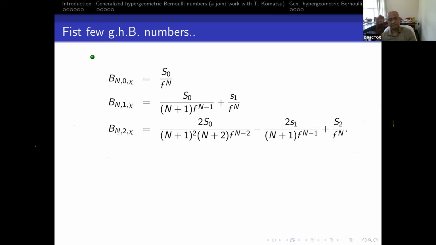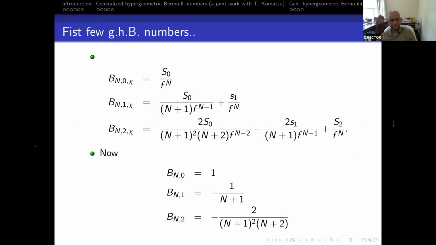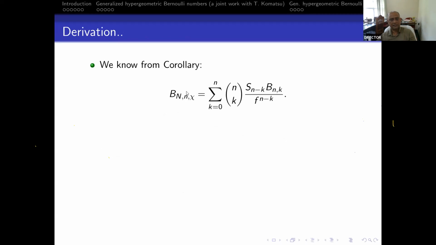Similarly, if you take n equals 2, so we are fixing n here, then this is the expression that comes out. I'm going only up to 2. And now B_n(0), the classical one, is 1, B_n(1) is minus 1 by n plus 1, B_n(2) is 2 by this thing. And there is a relationship that B_n(χ) is in terms of these B_n cases.